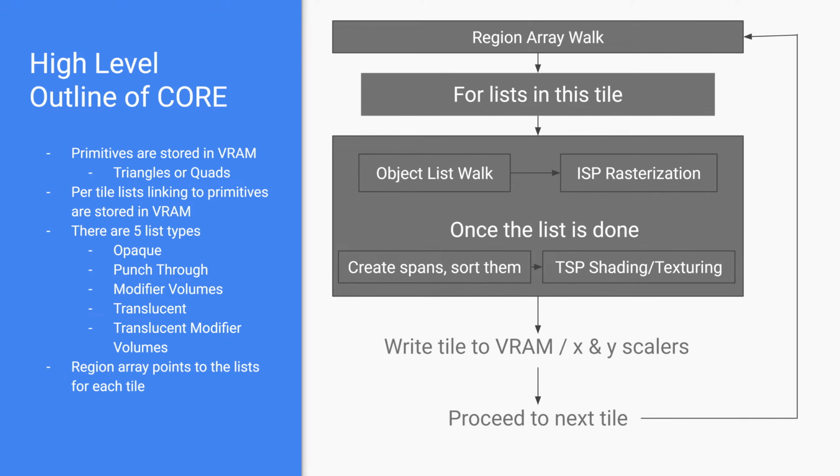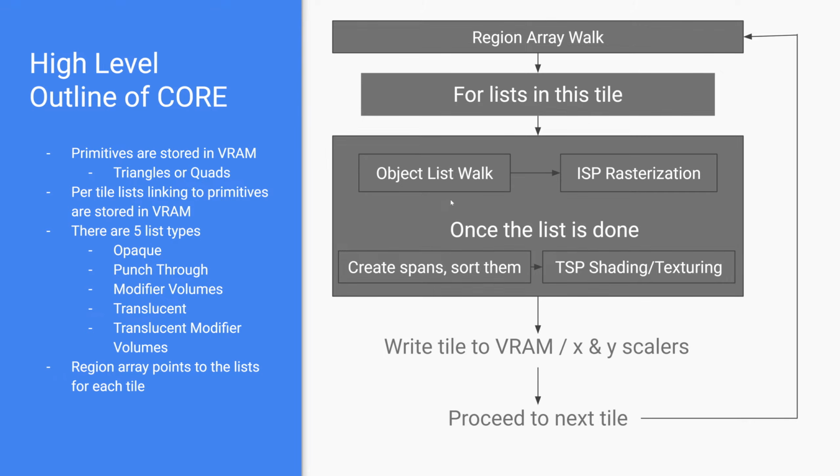And the hardware does depth peeling to sort the translucent layer. That means that they are rendered from back to front order, so they blend nicely. Punch-throughs are actually sorted from front to back because you don't have blending, you can only have holes, so that's an optimization. So in general, the hardware starts with the region array walk.